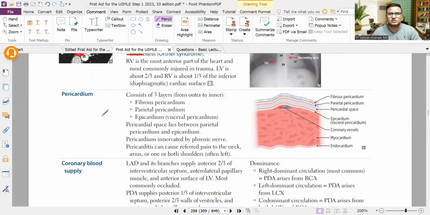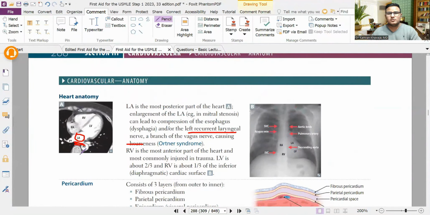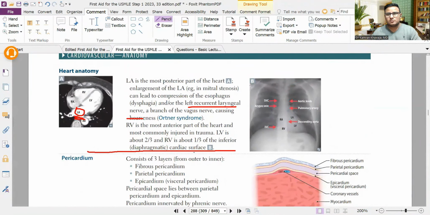So now we will discuss the pericardium and the coronary blood flow in the later lecture. Today we have only discussed this.